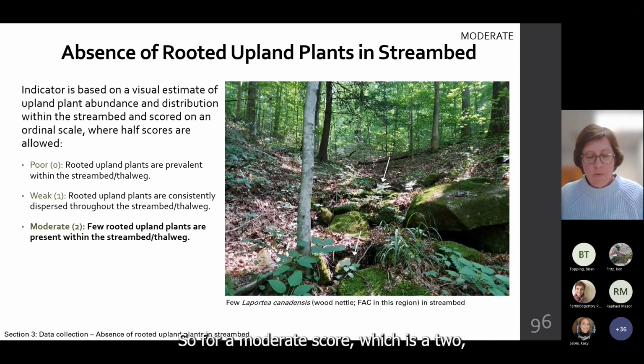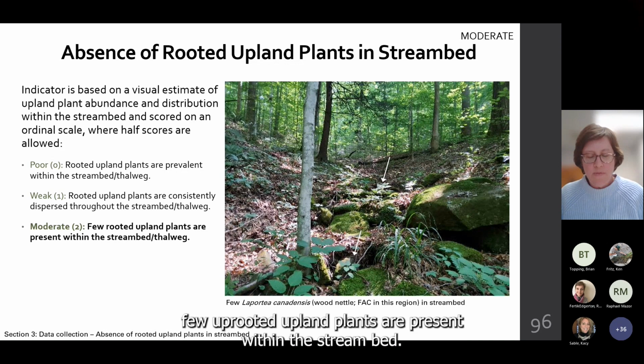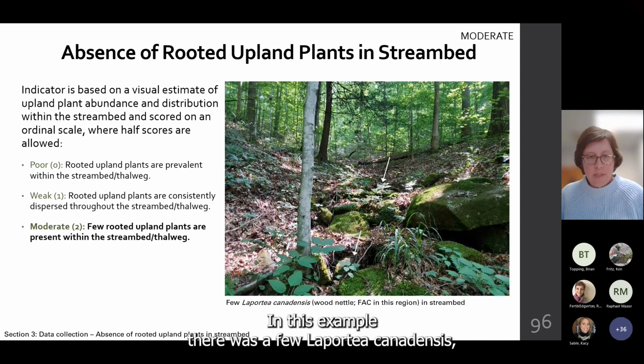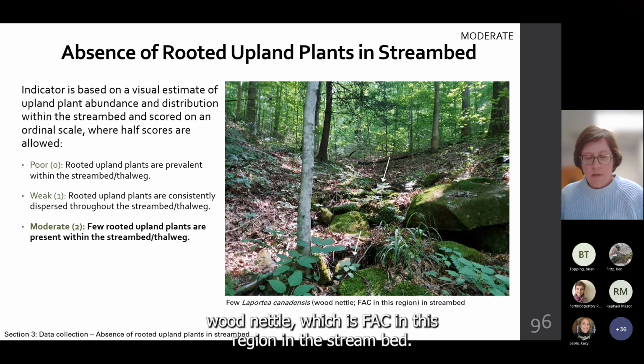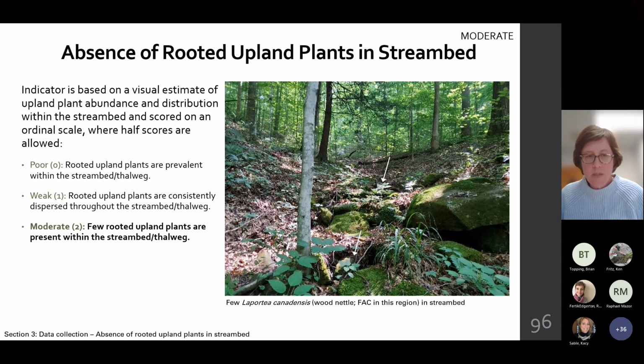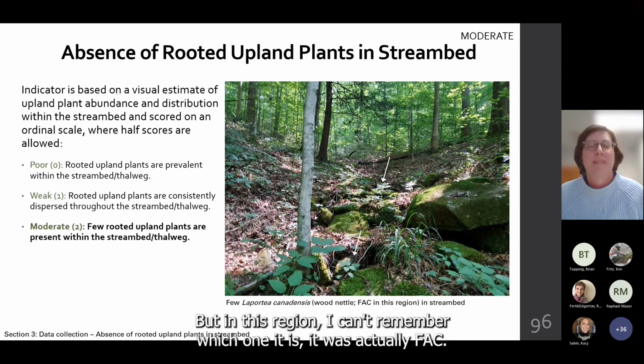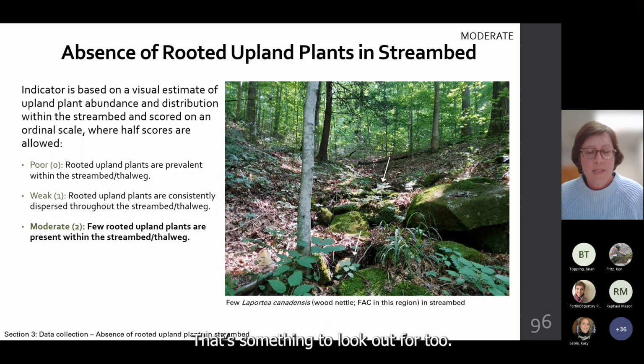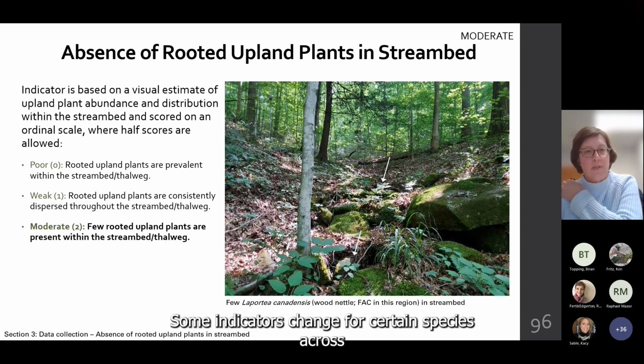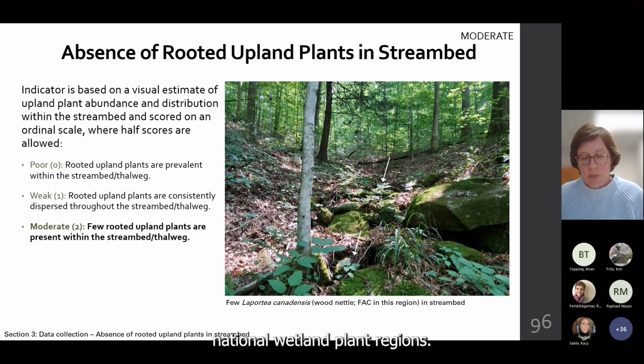So for a moderate score, which is a 2, few rooted upland plants are present within the stream bed. In this example, there were a few Laportea canadensis, wood nettle, which is FAC in this region, in the stream bed. I know in some of the regions that wood nettle is actually FACW, but in this region, I can't remember which one it is. It was actually FAC. That's something to look out for too. Some indicators change for certain species across national wetland plant regions.